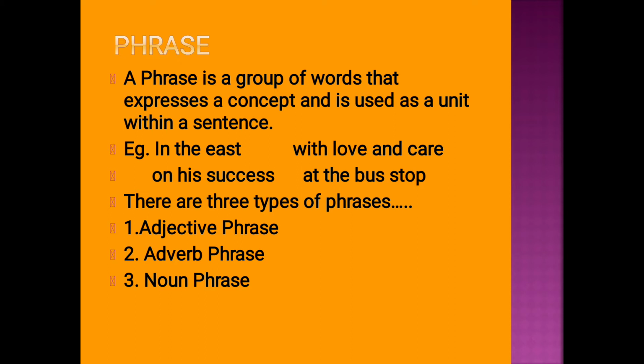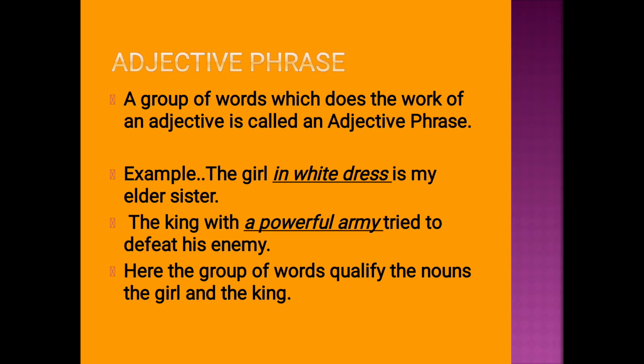First of all, there are three types of phrases. The first one is the adjective phrase, another one is the adverb phrase, and the last one is the noun phrase. Now, what is an adjective phrase? An adjective phrase is a group of words which does the work of an adjective. Before I tell you about the adjective phrase, let me tell you what exactly an adjective is. An adjective is the part of speech which qualifies the noun. Suppose I say a girl, but if I say a beautiful girl, then beautiful is defining the noun girl.